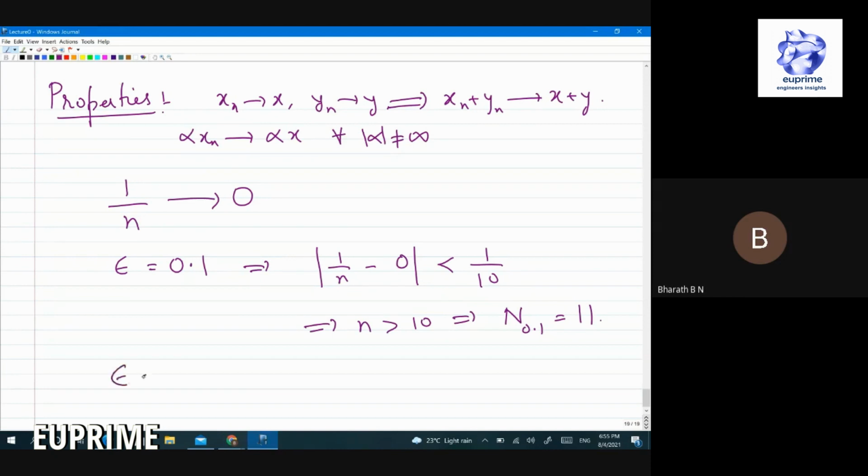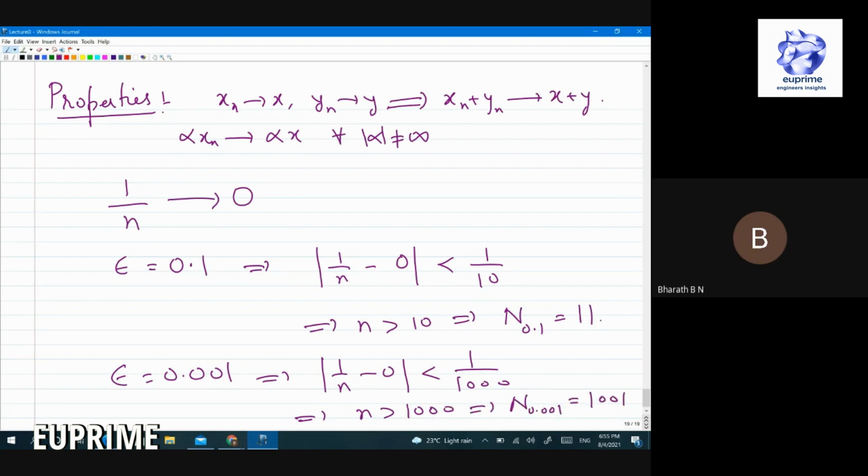If you take epsilon equal to 0.001, what does that mean? 1 over n minus 0 should be less than 1 by 1000. So this implies n should be greater than 1000. That means n for 0.001 is 1001, 1001, 1002, and so on. You take all the numbers, and they will lie within 0.001 of 0, right?